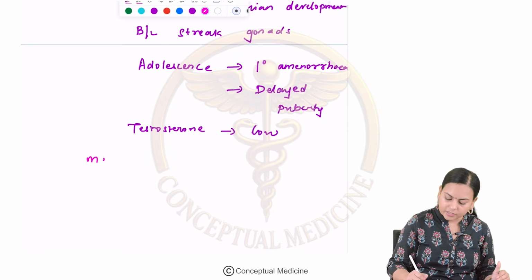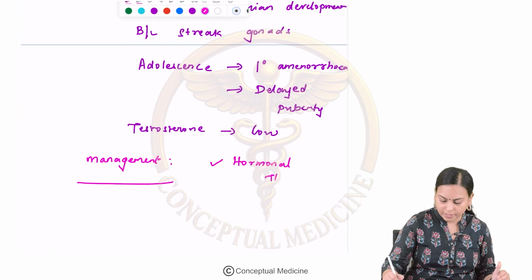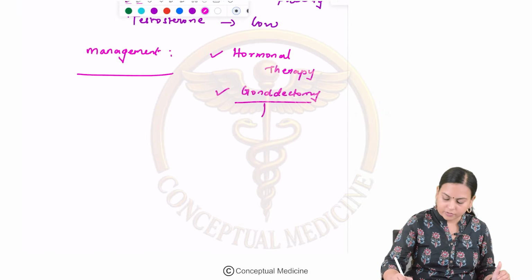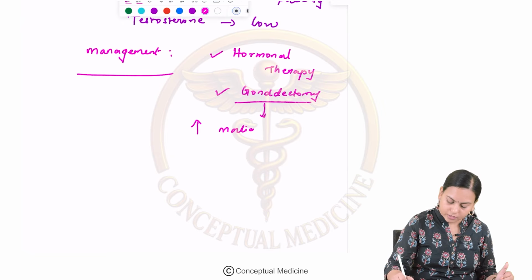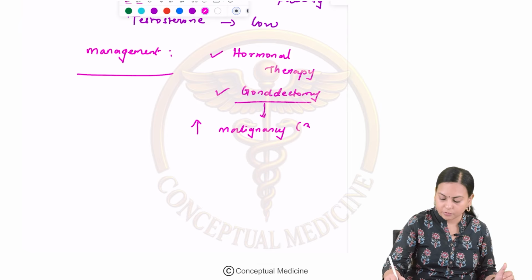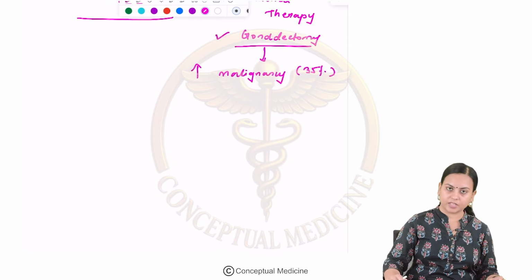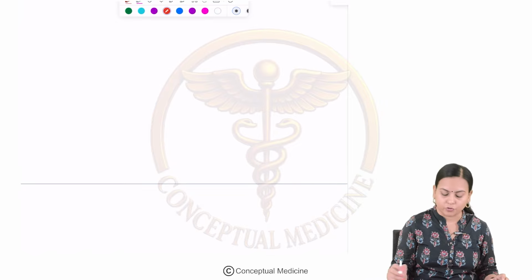And how will you manage this condition? Yes, by hormonal therapy. You have to offer them gonadectomy. And you have to know this has to be done early because there is a high risk of malignancy in these people, about 35% risk of the testis getting testicular malignancy. Clear? Right.